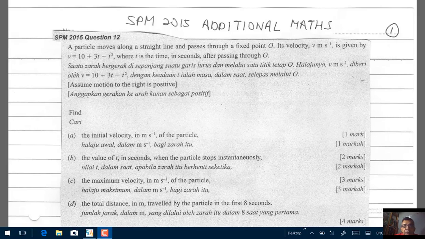In this video, we are going to look at an SPM exam question, Additional Mathematics, Matematik Tambahan, SPM 2015. The question is here. We'll read the question and then go through the solution slowly.